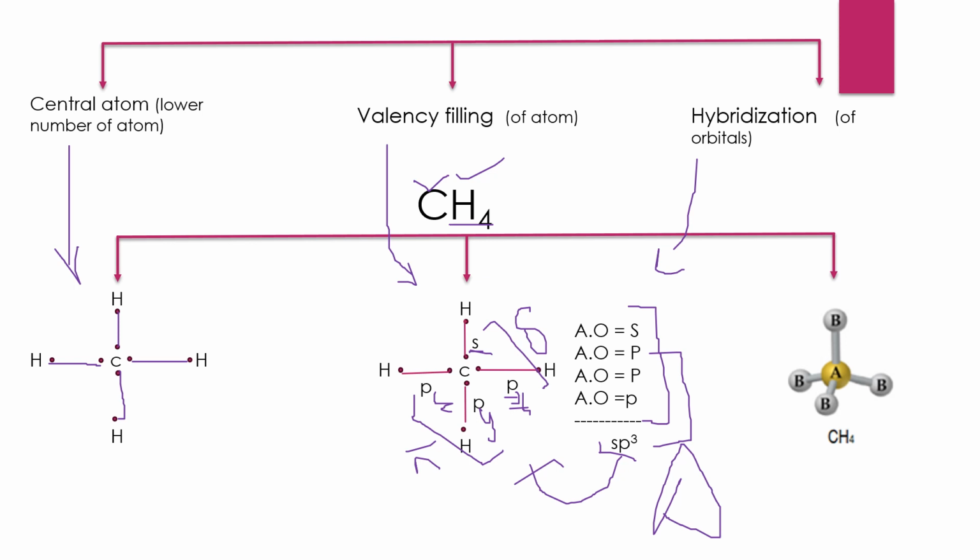After that, the last step is the construction, or we can say that we have to draw that structure. Here B represents the H and A represents the carbon. So this would be the construction of that.